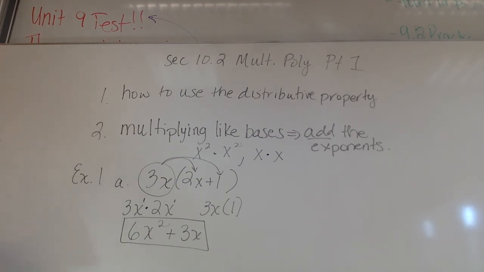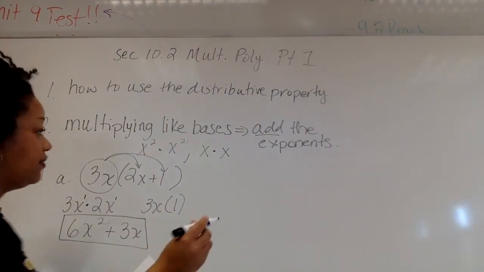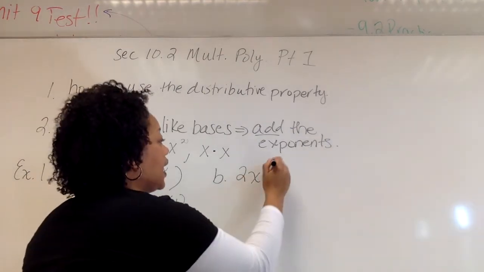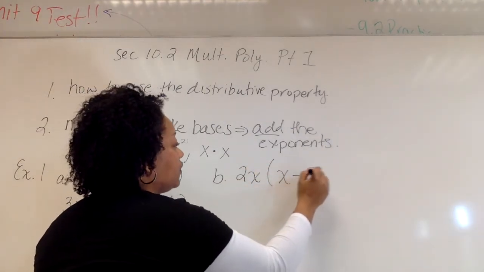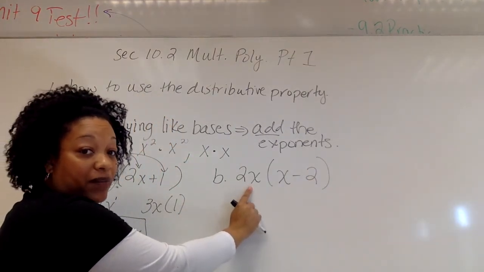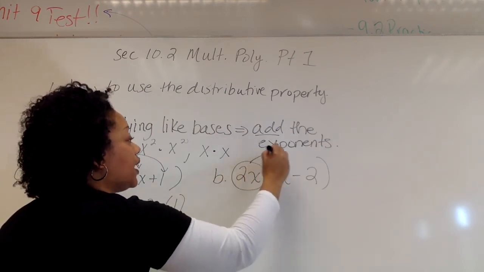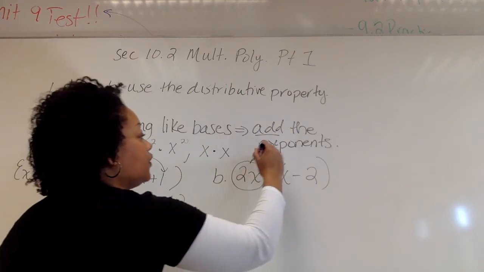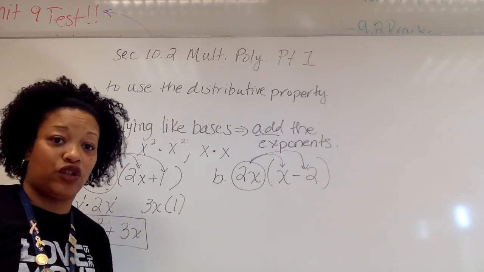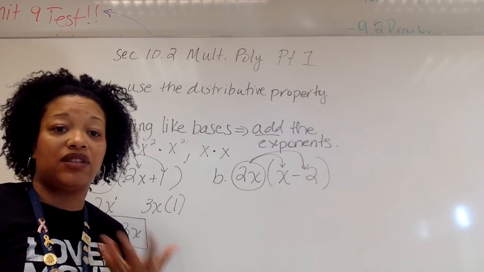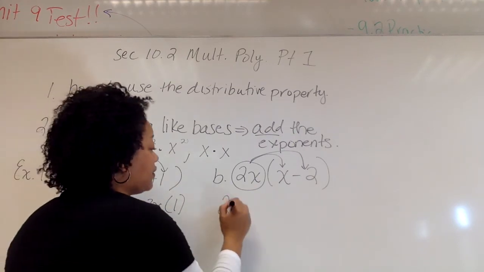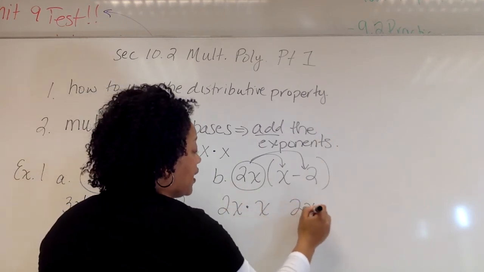Now, let's try another one because you're only going to get this if you practice. Letter B is 2x, that's your monomial, times the quantity x minus 2. This means that everything outside the parentheses is going to be multiplied by 2x. So I'm going to distribute the 2x to the x and the 2x to negative 2. All right? Now, we're going to break this down because this is new to you. But I promise you by the time you get to geometry and your other levels, math classes, you'll be doing this in your head. So I got 2x times x, and I got 2x times negative 2.